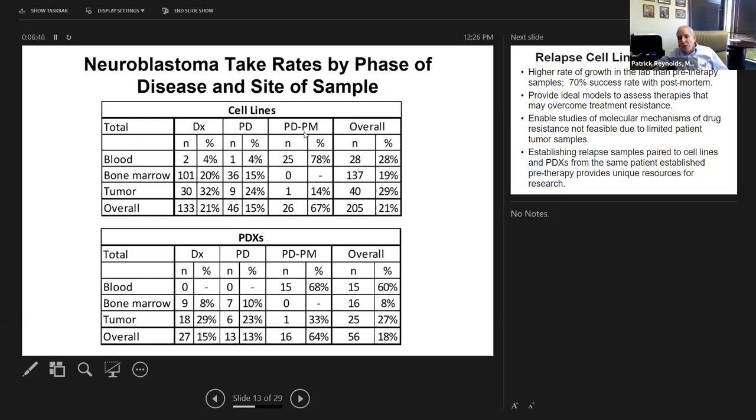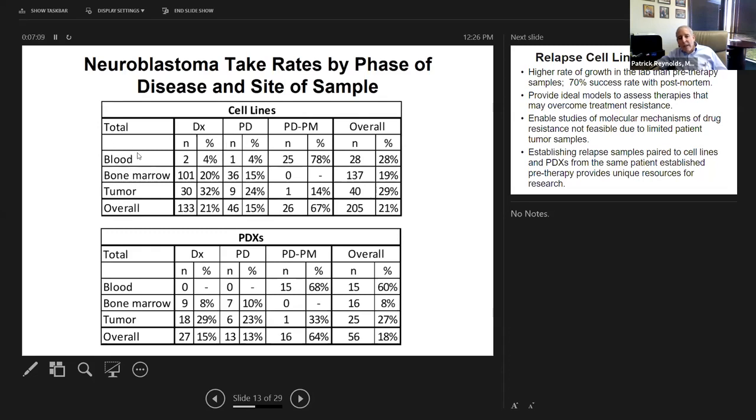We do this not just for neuroblastomas, we've done it for rhabdos, Ewings, various other types of tumors that are circulating. And look at this, you can get 78% of these to grow out of the blood when they're post-mortem. So a huge difference between diagnosis and of course, very late disease. And you see this across the board here.